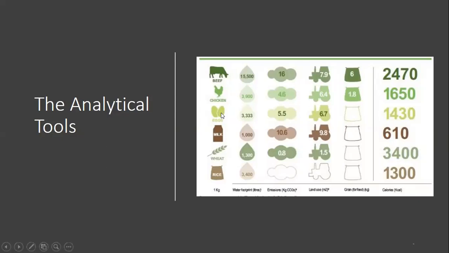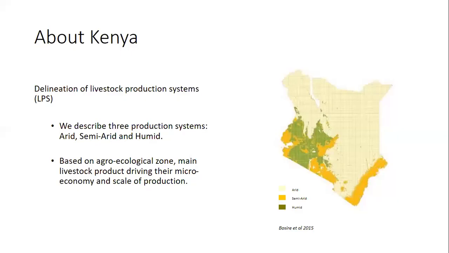And for this presentation, I focus on water footprint and land use as efficiency indicators. Next. So for Kenya, to assess dairy production, what we usually look at is the production systems, and generally we describe Kenya in 3 agroecological zones.